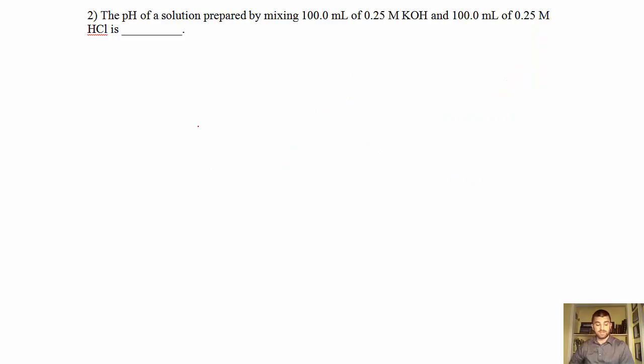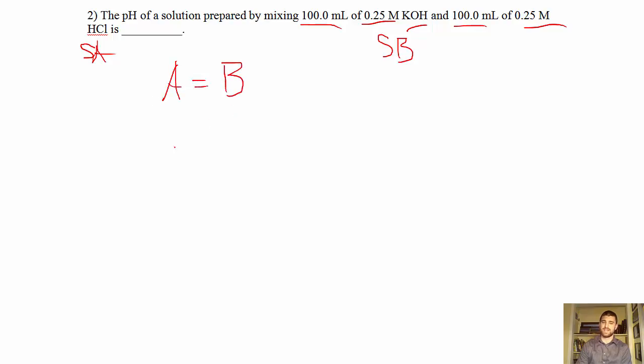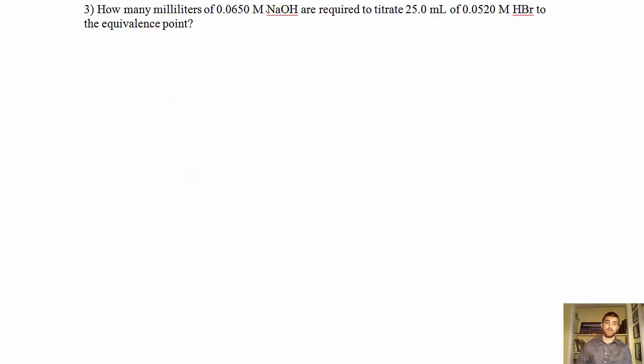Now, if you take a look at number 2, it says the pH of a solution prepared by mixing 100 milliliters of 0.25 molar KOH and 100 milliliters of 0.25 molar HCl is blank. Well, hopefully you realize that that is a strong base and that is a strong acid, and you are mixing equal concentrations and equal volumes. So the acid equals the base. When does that happen? pH of 7. So that's that.